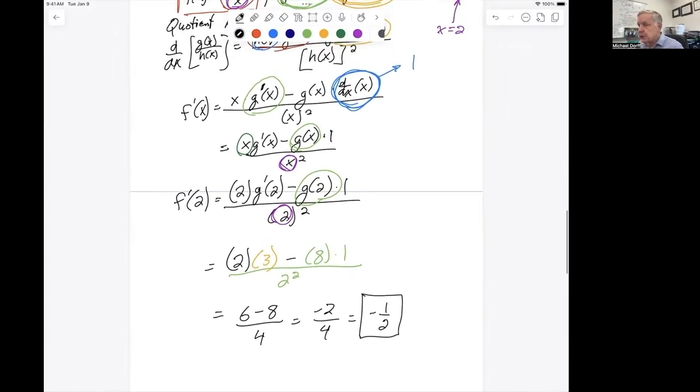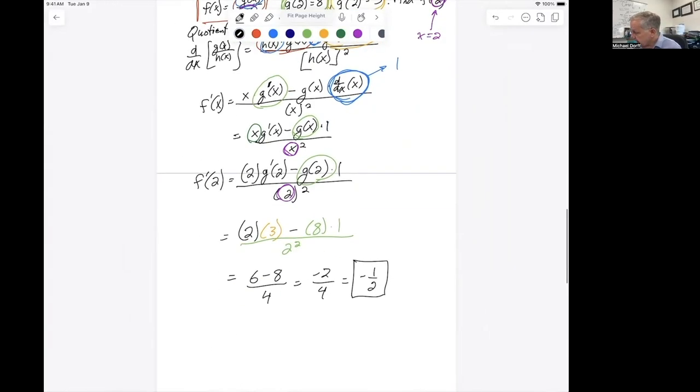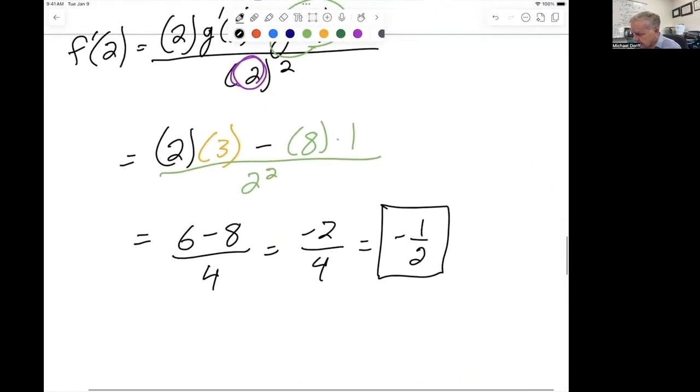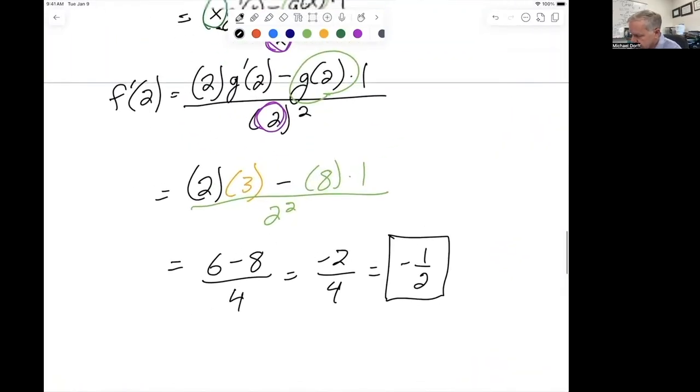All right. You should know both the quotient rule and the product rule. And this is a good example of this. Okay, so let's go to the next one.